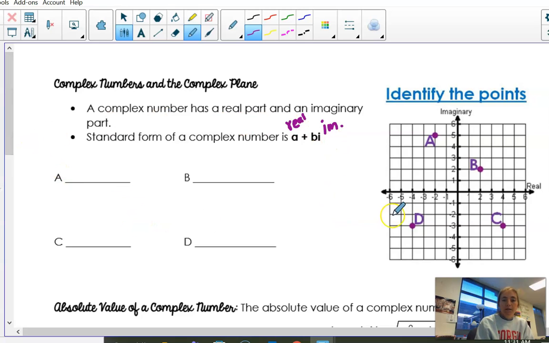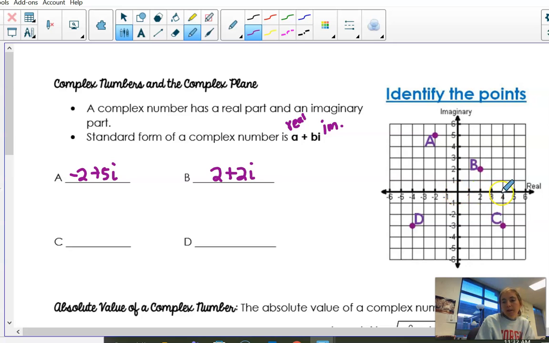So to describe the value of A, you look at the x-axis to find the real part, negative 2, and you look at the imaginary axis to find the imaginary part, 5i. So A is negative 2 plus 5i. B, the real part is positive 2, and the imaginary part is 2i. So B should be 2 plus 2i.